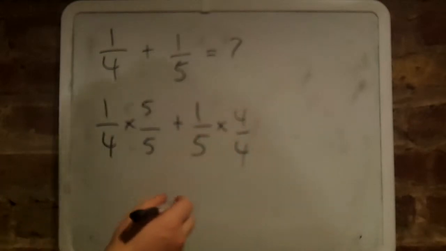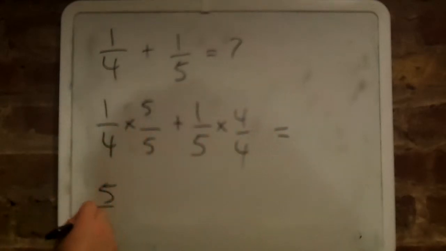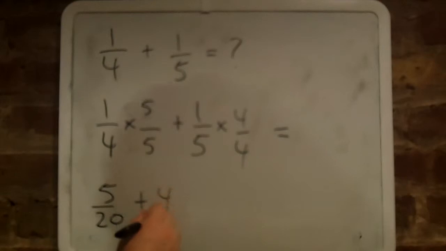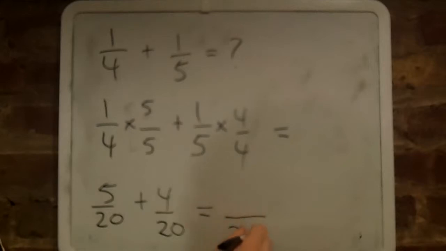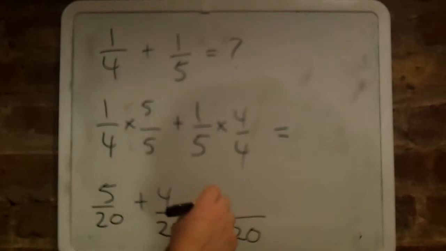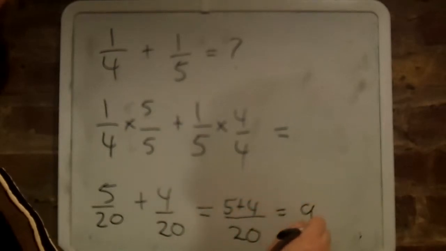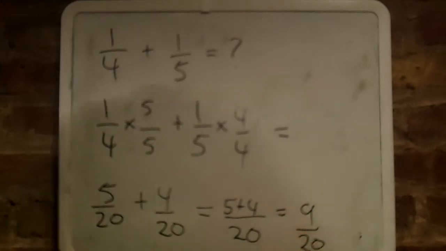Do the same thing over here. And so what we end up with is 5/20 plus 4/20. Since they have the same number on the bottom, I can rewrite both of these as being over the same denominator, it's called. So that would be 5 plus 4. I'd have 9/20 as my answer.